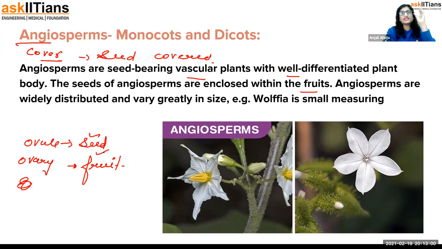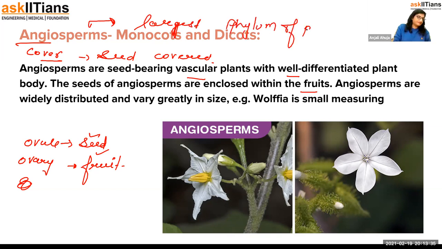Wolffia is the smallest angiosperm. About angiosperms, I think you can just write down a great deal of information. They show photosynthesis. They have so many pigment systems, as in flowers of different colors, which attract insects, so fertilization and pollination happen. Angiosperm is the largest category of the plant kingdom. In animals, arthropoda is the largest phylum, but this is the largest phylum of the plant kingdom. Please remember.